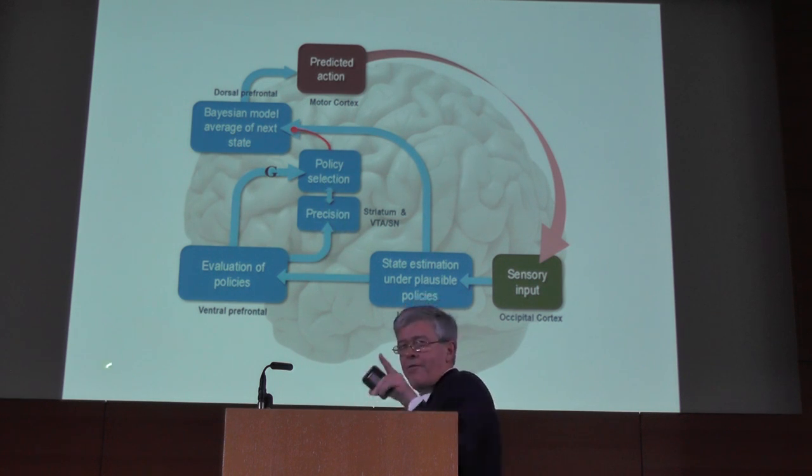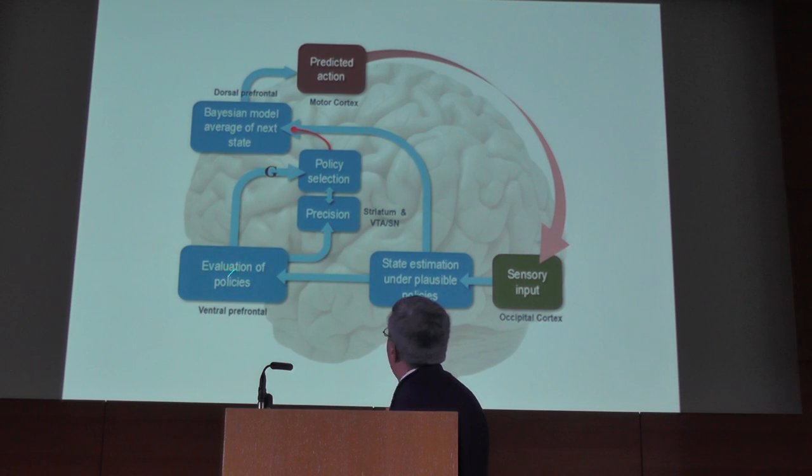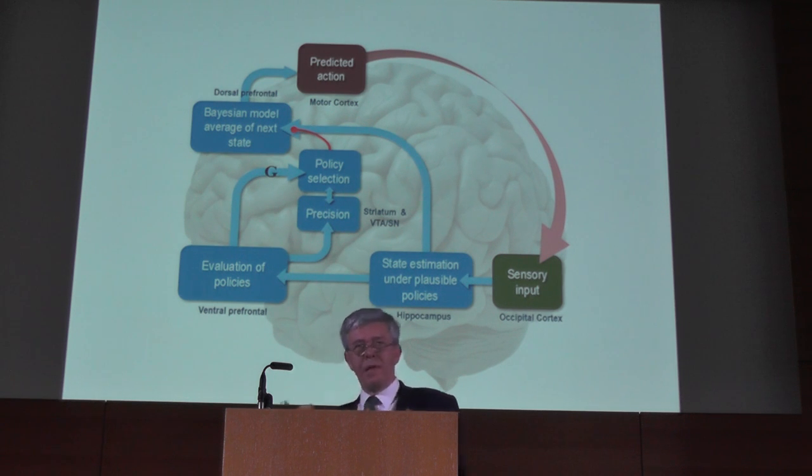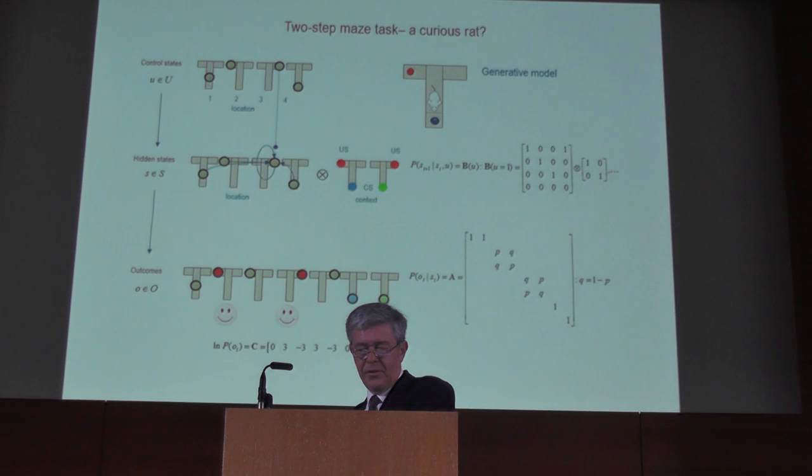Remember yesterday, Jill was talking about flattening representations. This flattening corresponds to that softmax parameter, our precision. Having identified the probability of these policies, we can then get the best estimate of the next state. We then know how to act to realize that state. We can then act and solicit a new outcome from the world, and then the cycle begins again. And all that we're doing is minimizing various sorts of surprises or expected surprises.